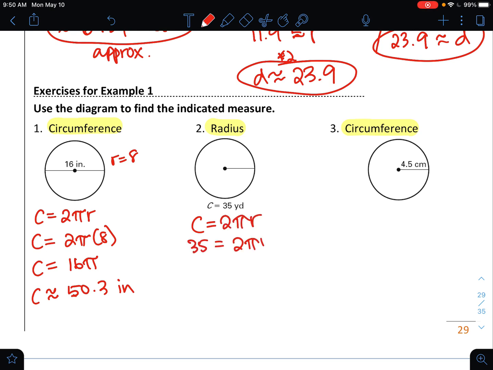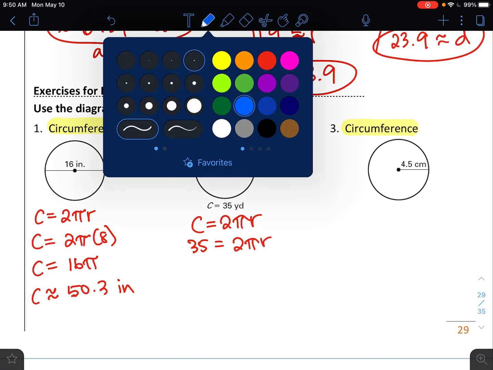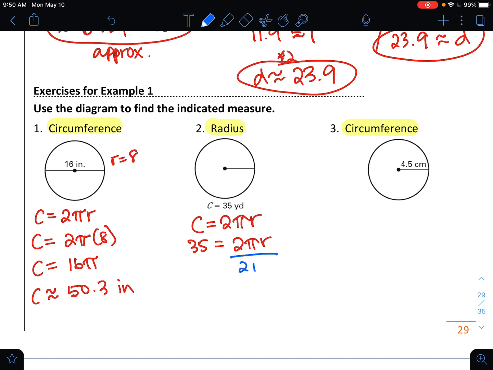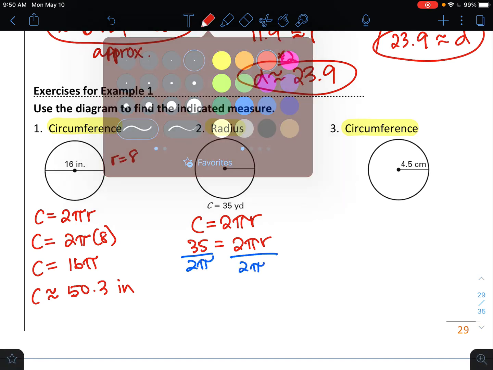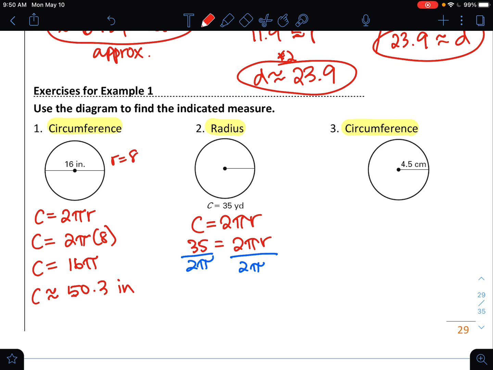Okay. Number 2, so I have c equals 2 pi r. I know the c. I want to solve for radius. I'm going to do them both at once. And so make sure I have my parentheses. 35 divided by parentheses 2 pi parentheses. So radius is about, we'll call it 5.6, rounded to the nearest 10th, yards.